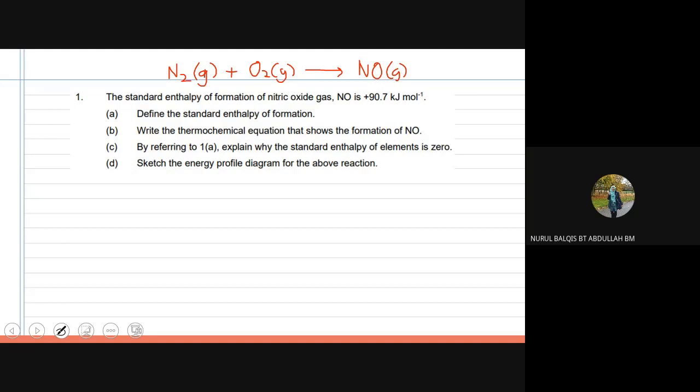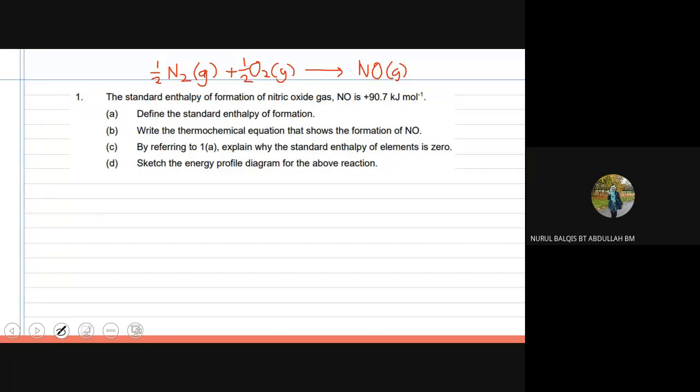Okay, so sekarang yang kita nak keep 1 mole is only this NO. Means what will happen to your N2? Times by half. Okay, times with half. Okay, what about O2? Same. Also half. Half juga. Okay, so by having half N2 and half O2 react together, they will form 1 mole of NO. So this is what meant by standard enthalpy of formations.